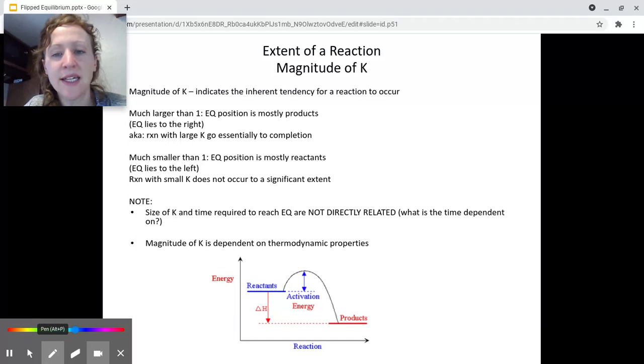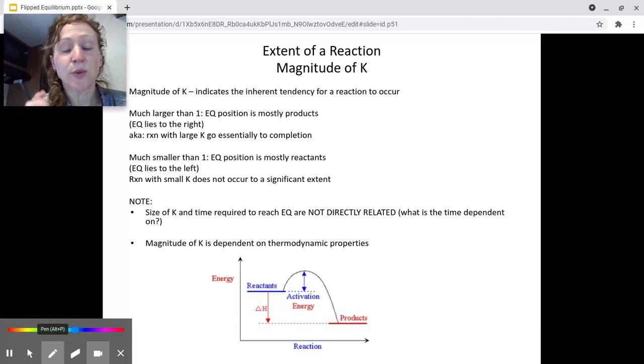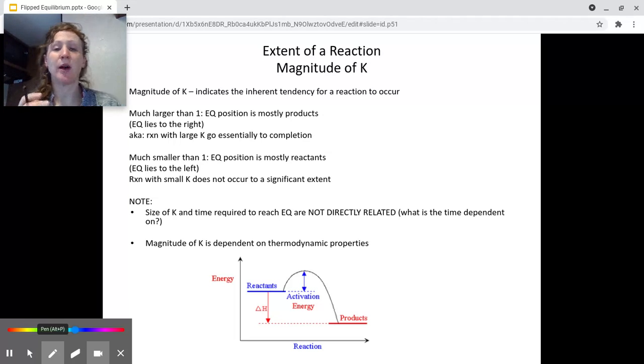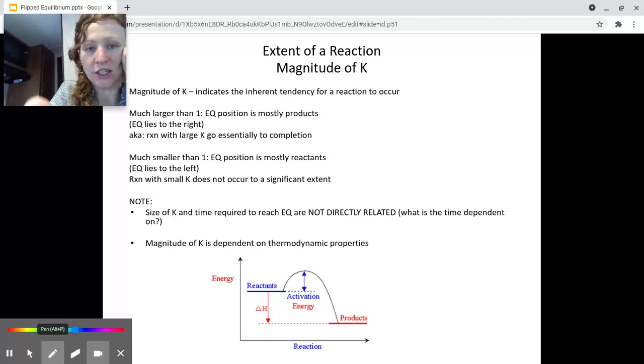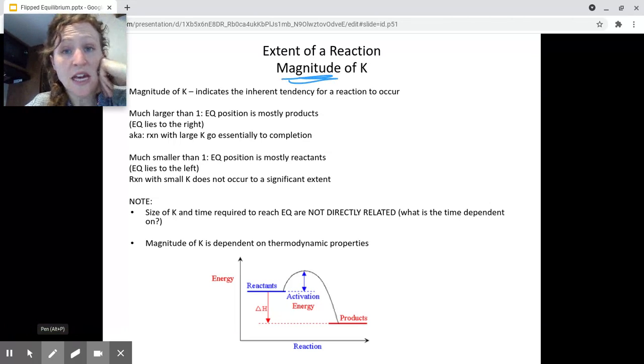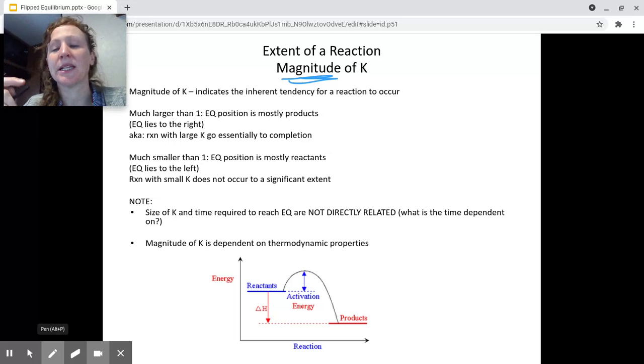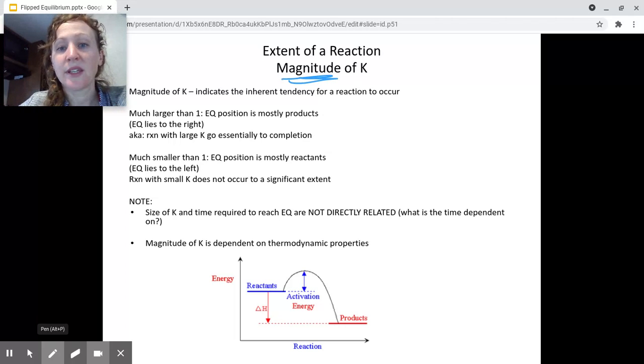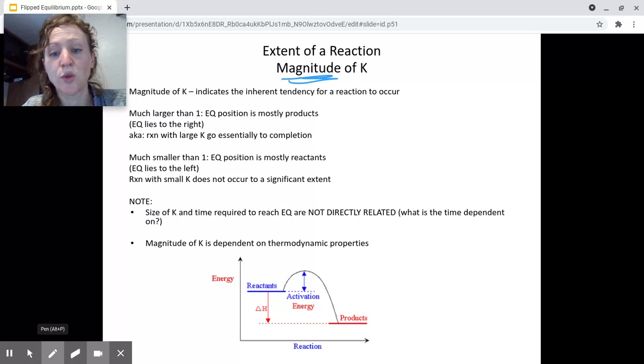K can indicate the direction that our reaction has to go. We just saw that. We can talk about what the value of K is versus what the value of the law of mass action is at a specific point in the reaction. But you can also get information from the magnitude of K. We talked about this a little bit last time. K is a ratio, right? So that ratio is going to tell us the products to reactants.